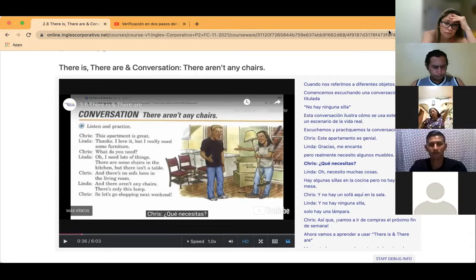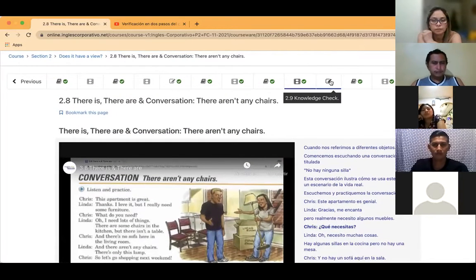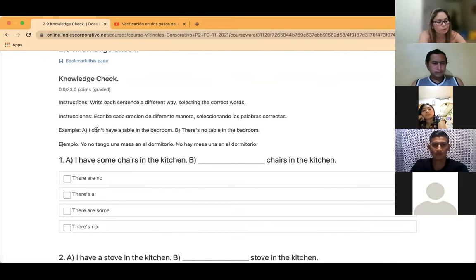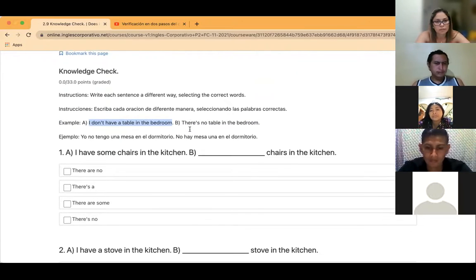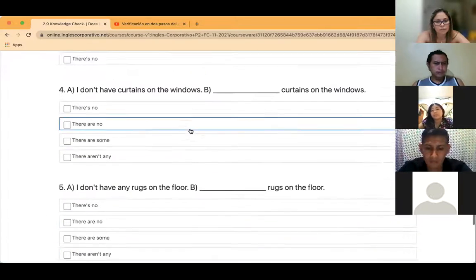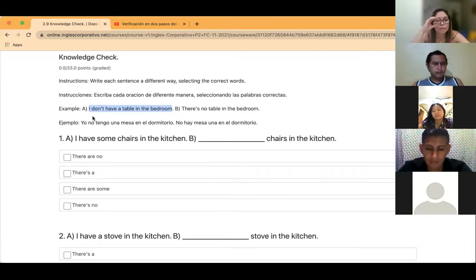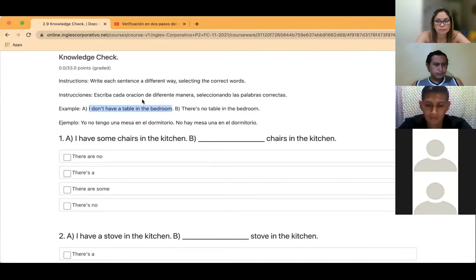Okay. Now we're going to practice using there is and there are. We are going to go to 2.9. In 2.9, with the partner, you are going to make the sentence in a different form. For example, here we have the sentence, I don't have a table in the bedroom. We want to make the sentence in another form: there is no table in the bedroom. O sea que la misma oración, el mismo sentido, lo vamos a hacer en otra forma. The same sentence in a different form, okay? So con el compañero, we're going to do number 1, 2, 3, 4, and 5. Like the example, I don't have a table in the bedroom is one form. There is no table in the bedroom is another form.